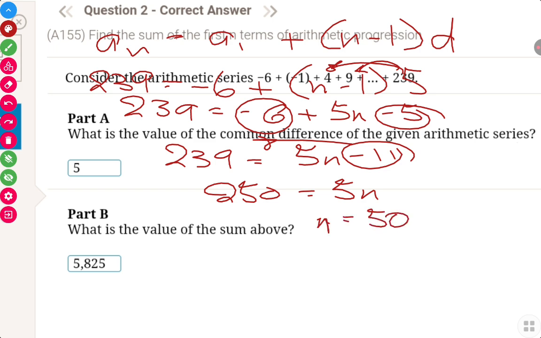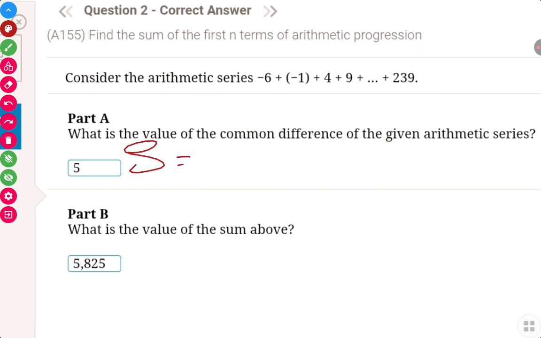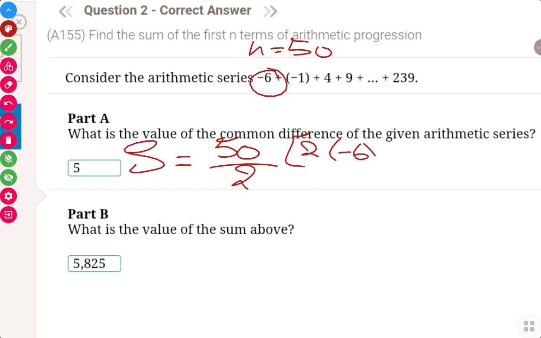So the position of 239 is 50, a50, which means that because 239 is the last number, there are 50 terms in this series. So to find the sum, we need the total number of terms, which we found is 50, over 2 times a, which is negative 6, plus n, which is 50, minus 1 times the difference, which we found in part A, it's 5.